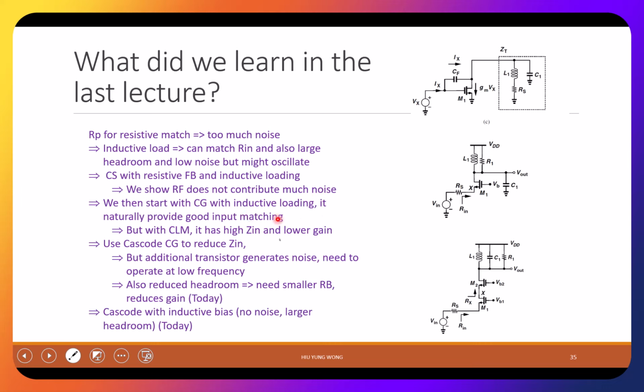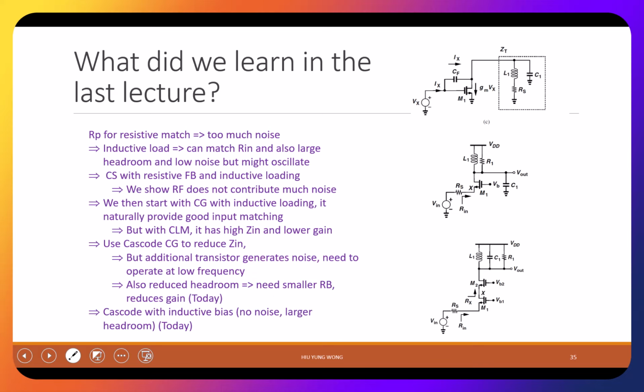So we also studied common gates with inductive loading. This is more for exercise and also for your project, because it uses the 1/gm to do the matching. Naturally it matches well, but it has other problems. Eventually we use cascode, because with cascode it will isolate us from the inductor and also solve the problem that we have here. But still not good enough. You did that in the project.